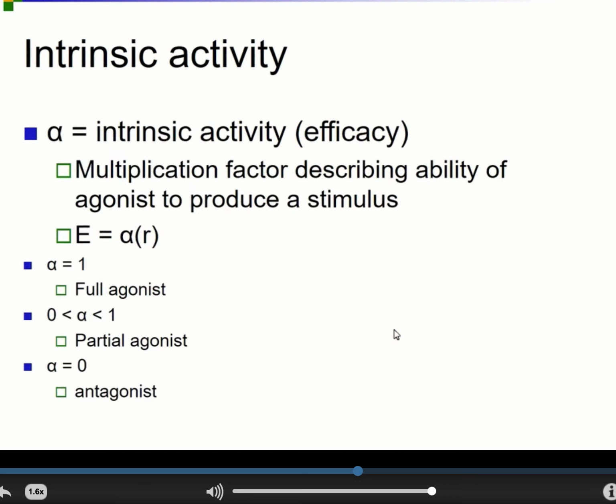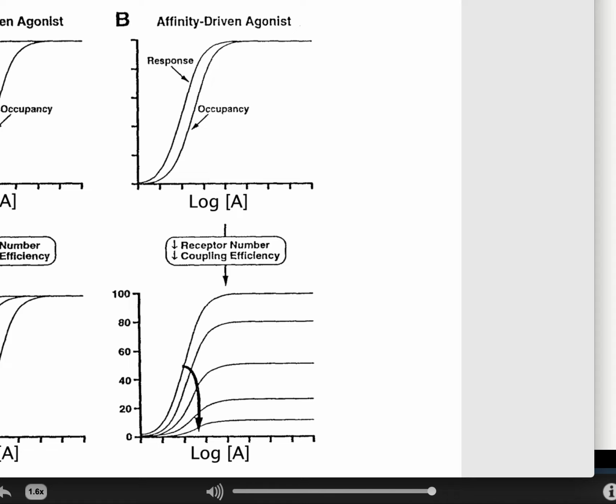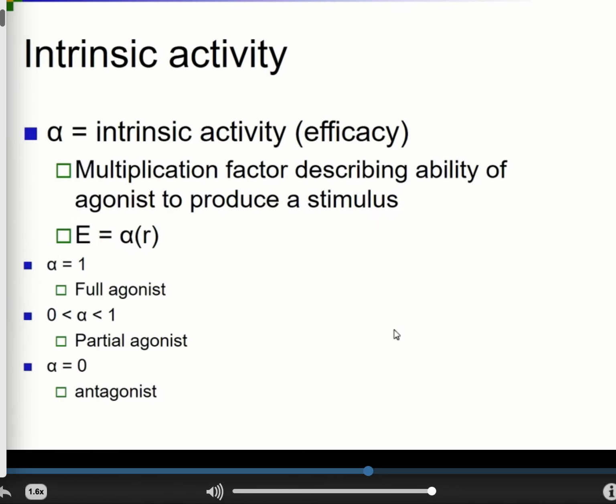In order to help describe this and allow us to do calculations with it, we're going to introduce a new variable. This is alpha, or intrinsic activity. It can also be called intrinsic efficacy. These are the same exact thing, just different words. This is a multiplication factor that links our occupancy to our effect. It reflects the ability of a drug or an agonist to produce a stimulus once it is bound.